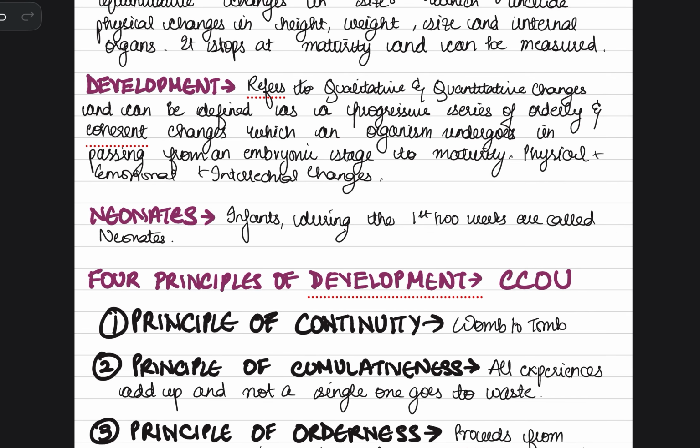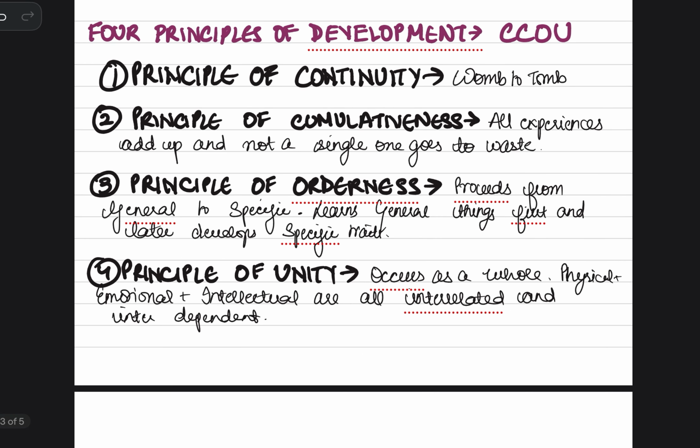Then we have one more word, neonates. So basically infants during the first 2 weeks of their birth are called neonates. Then we have the 4 principles of development. So the main ones are principle of continuity, like we say it continues throughout life from the womb to the tomb. Then we have the principle of cumulativeness.